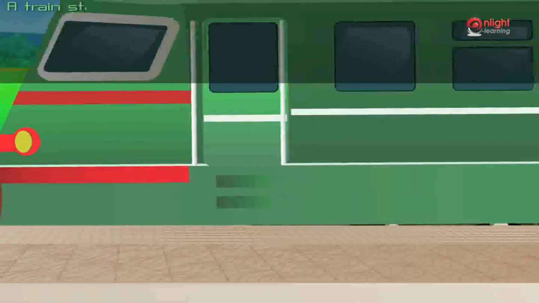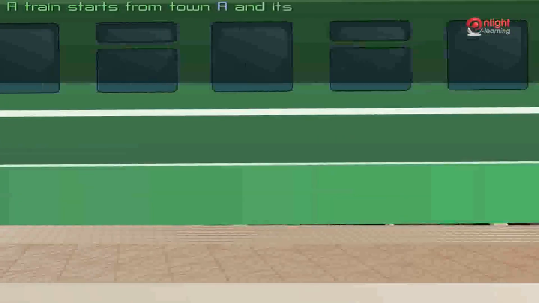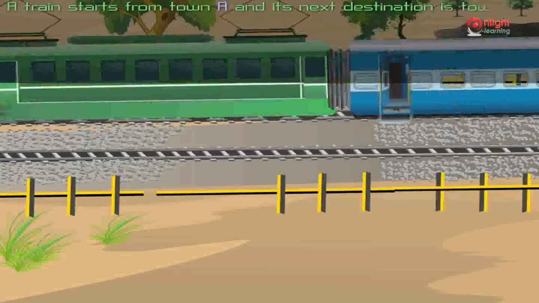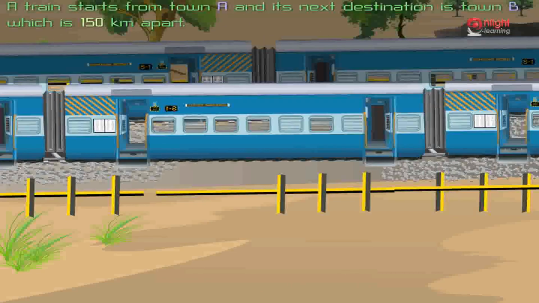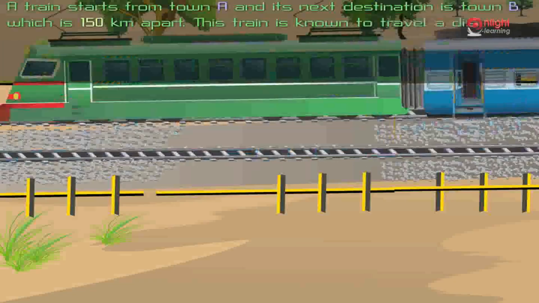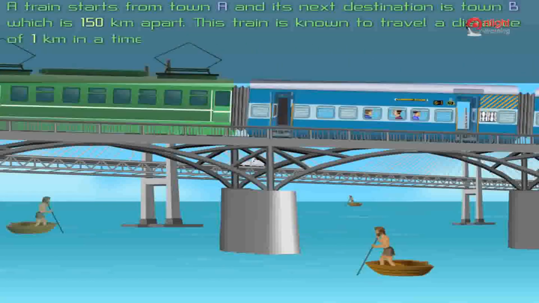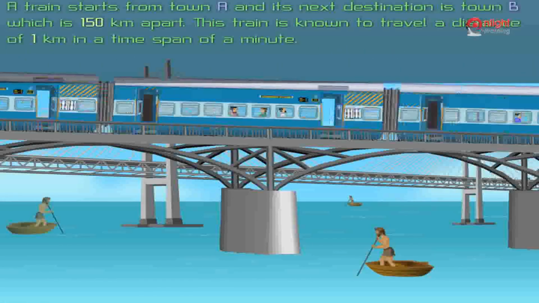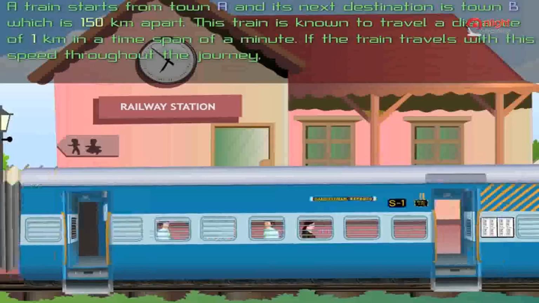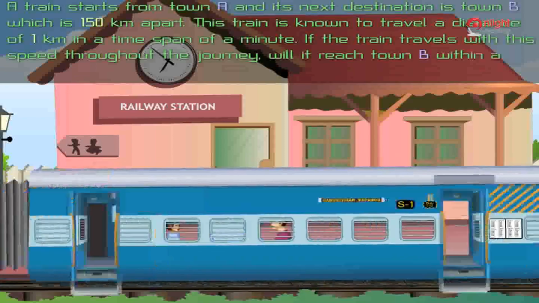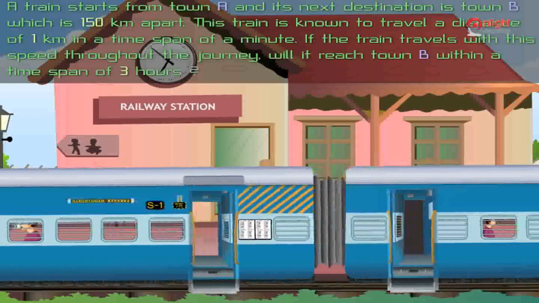Akshita, try solving this problem. A train starts from town A and its next destination is town B, which is 150 kilometers apart. The train is known to travel a distance of 1 kilometer in a time span of a minute. If the train travels with this speed throughout the journey, will it reach town B within a time span of 3 hours?